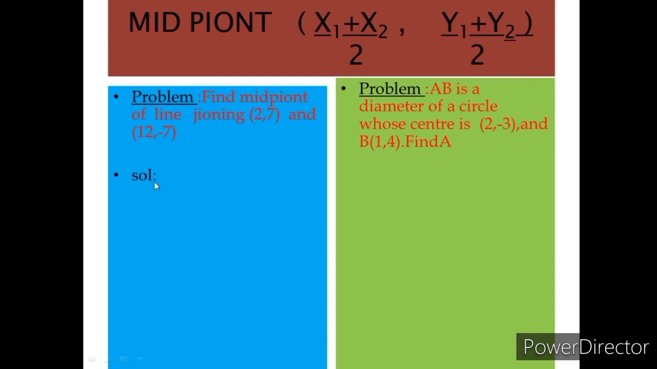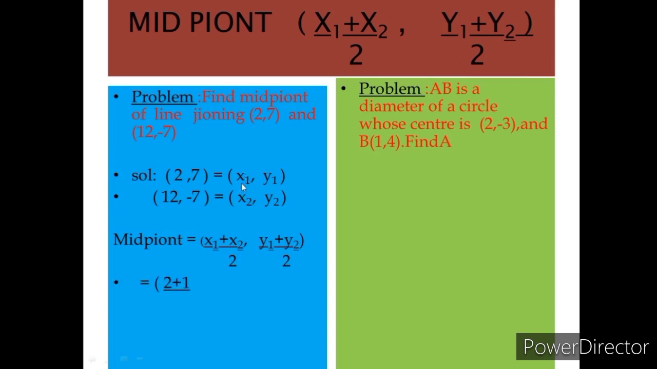So in the solution, you have to write down the first point 2 comma 7. You can take it as x1 y1. Then you will take the second point, which can be taken as x2 y2. Thereafter what you have to find? Midpoint. So to find the midpoint, you have to write down this formula here. Recapitulate and read it: x1 plus x2 by 2, y1 plus y2 by 2. Therefore you have to substitute the values. Okay, it's a very simple thing. X1 is 2, x2 is 12, y1 is 7, then y2 is minus 7.